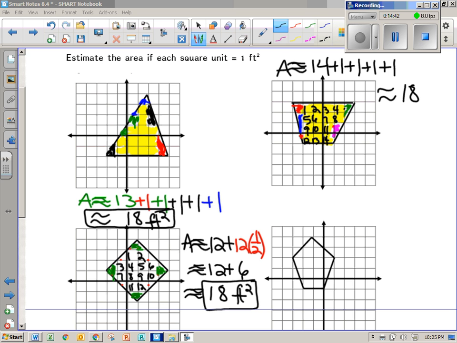Again, the popular answer: approximately 18 square feet.